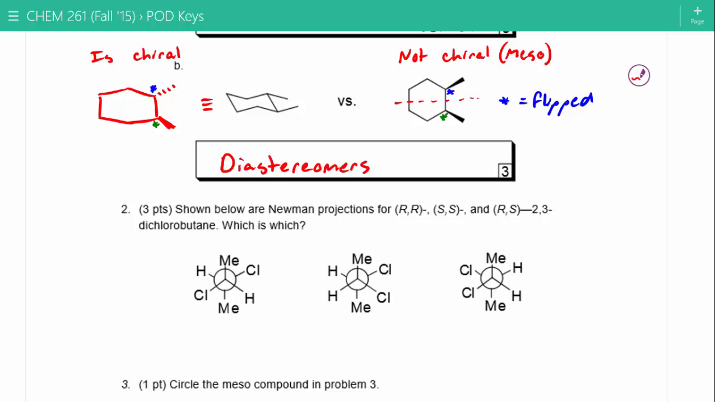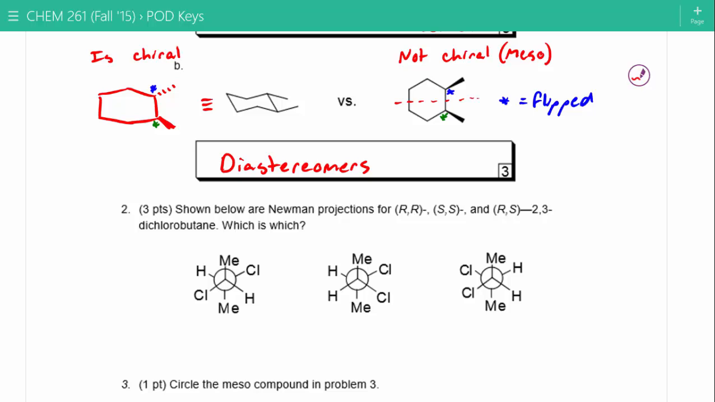Does it matter where your line of symmetry lies? Like whether it's horizontal or vertical? Yep, you can put your internal mirror plane wherever you want. You just have to make sure you have the exact same groups on the opposite side of that mirror plane. So internal plane of symmetry means it's meso? Yes. If you've got stereocenters and an internal mirror plane, it means you've got a meso compound.